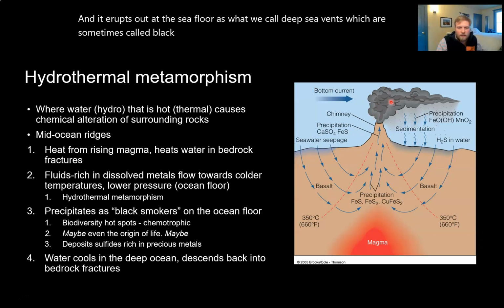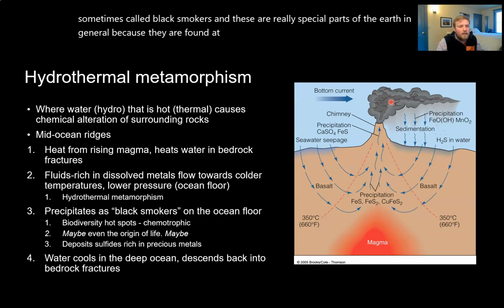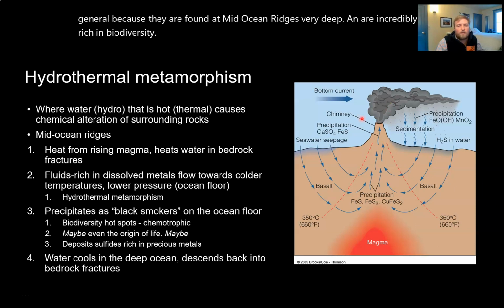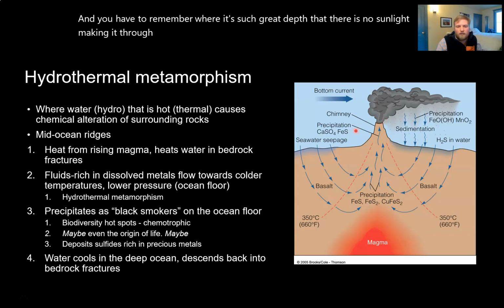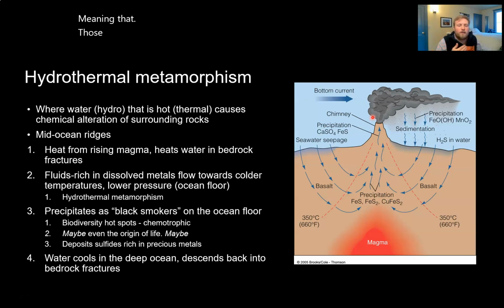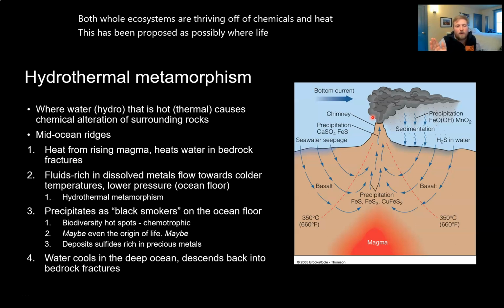And these are really special parts of the Earth in general because they are found at mid-ocean ridges, very deep, and are incredibly rich in biodiversity. And you have to remember we're at such great depths that there is no sunlight making it through the thousands of meters of water above. So all of that biologic activity is occurring in the dark, meaning that those whole ecosystems are thriving off of chemicals and heat. This has been proposed as possibly where life started initially at all.